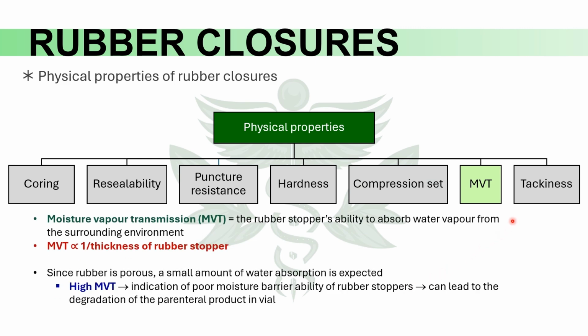Moisture vapor transmission. It is the rubber stopper's ability to absorb water vapor from the surrounding environment. It's basically the amount of water vapor that the rubber stopper can absorb from its environment, and its ability to do so is inversely proportional to its thickness. A thick rubber stopper will allow little water through it, and vice versa. Since rubber is naturally porous, a small amount of water absorption is normal and to be expected. However, we need to be careful about how much water is allowed across the stopper, as this water can cause degradation to the parenteral product, especially if it's prone to hydrolysis, hence ruining the entire preparation.